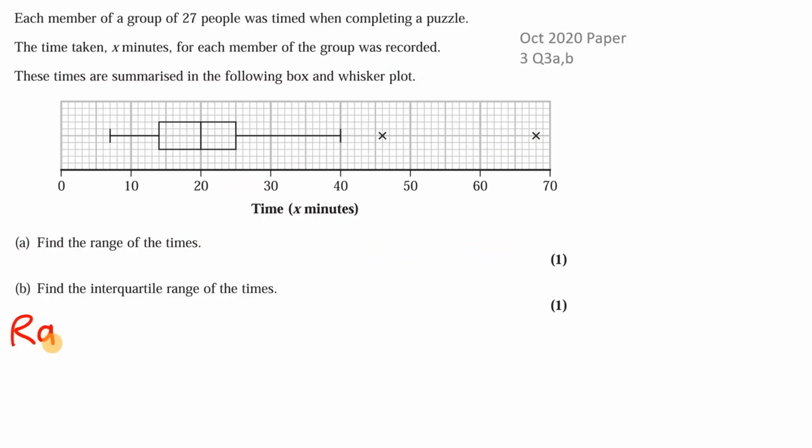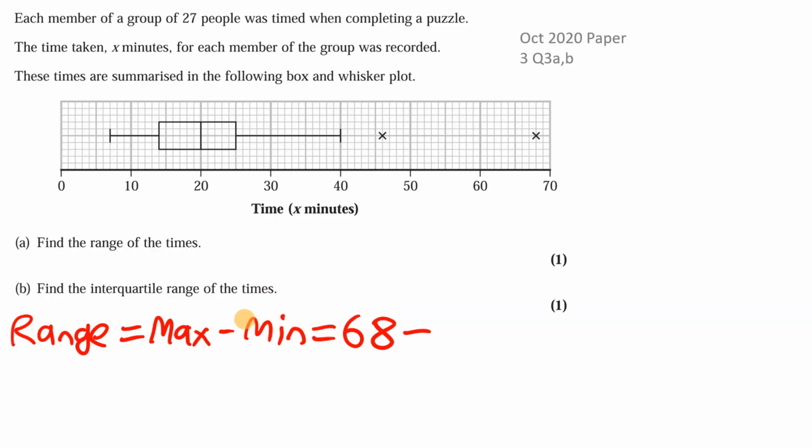Okay, so the range is the maximum value in the data minus the minimum value. So the maximum value is this outlier here, which is 68, minus the minimum value, which is this here, which is 7, and therefore this is 61. So the range is 61. I feel like some students might say that this is the maximum value, as they might feel like that you shouldn't include the outliers here.